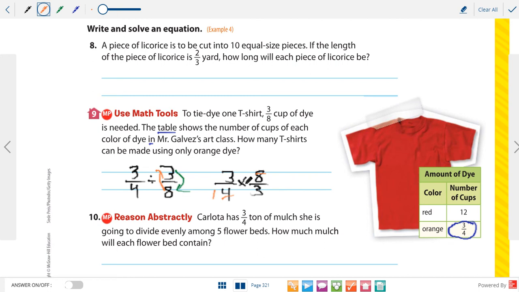4 divided by 4 is 1. 8 divided by 4 is 2. 3 divided by 3 is 1. These two should be very easy to cross reduce. That's going to leave me with 2. How many shirts can I make? I can make 2 shirts. All right, and that's my answer.